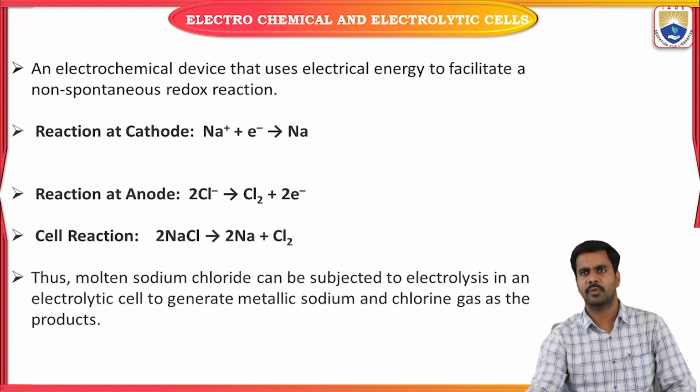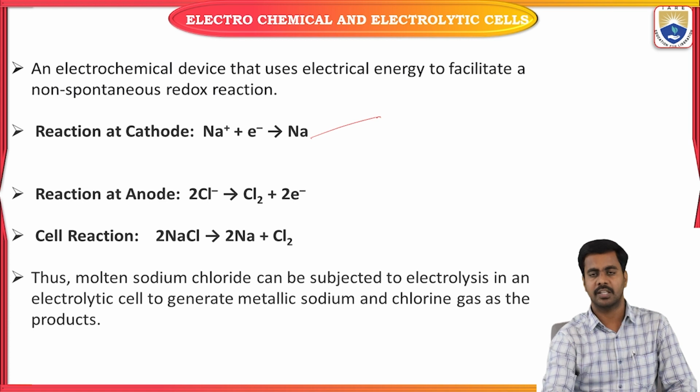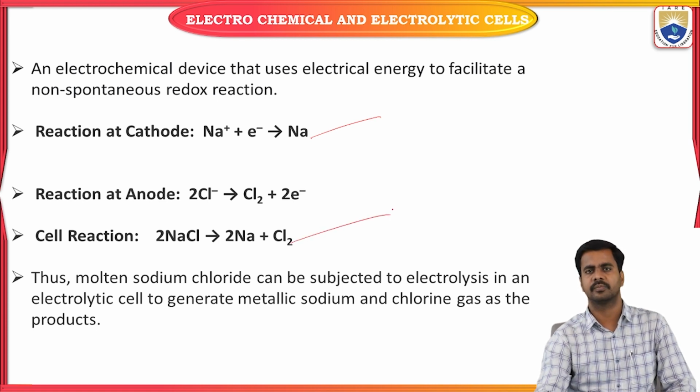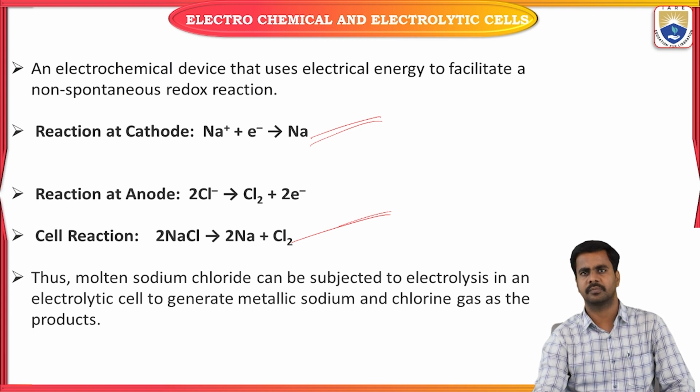Thus, molten sodium chloride can be subjected to electrolysis in an electrolytic cell to generate metallic sodium and chlorine gas as the products. So during electrolysis of molten sodium chloride, metallic sodium and chlorine gas are formed as products. So that is the working of the electrolytic cell.